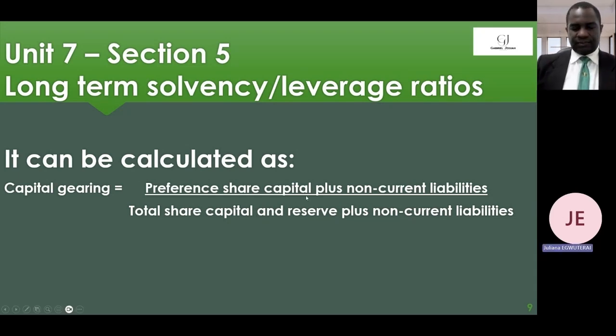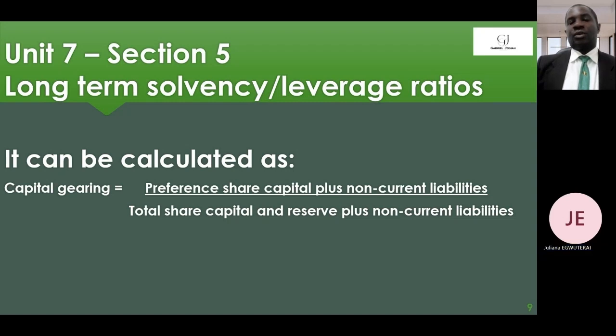Non-current liabilities is in the numerator and denominator. Exactly. So are they the same? Why add them up when you just cancel them out? Why not just preference share capital over total share capital plus reserves?